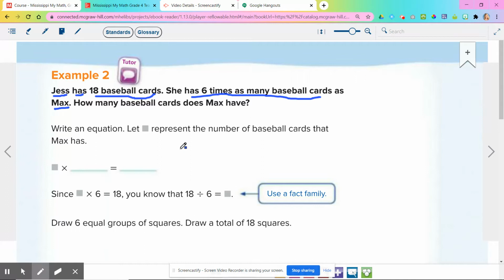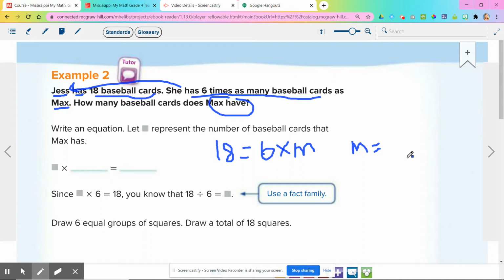If Jess has 18 baseball cards, it's saying Jess has 6 times as many baseball cards as Max. So Jess has more. How many baseball cards does Max have? I know they give us this blank here, but I want us to write our own. If Jess has 18 baseball cards, and this is 6 times as many as Max, this is what our equation would look like. So we can very easily solve for how many Max has.